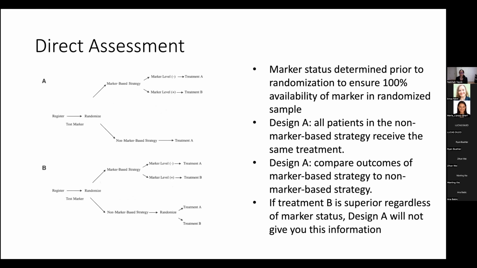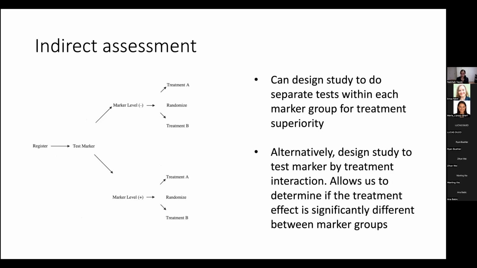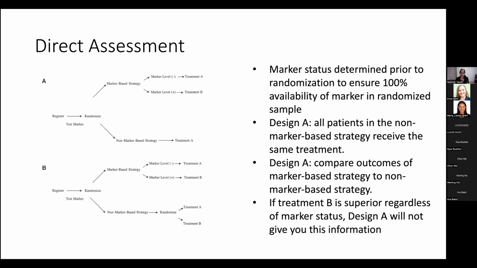Another alternative way of designing these studies is the direct assessment design. So you can see over here that the marker level is being measured prior to randomization, but it's not actually affecting any treatment decisions. You're still randomizing to make a treatment decision. A direct assessment trial design is randomizing to either a marker-based strategy or a non-marker-based strategy. And then when you have a marker-based strategy, you're using the marker to make the treatment decision. So they recommend that the marker status be determined prior to randomization to ensure that you have availability of the biomarkers in all the randomized groups.